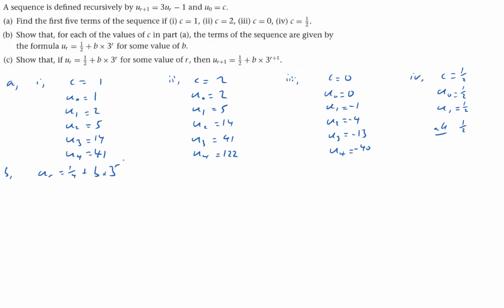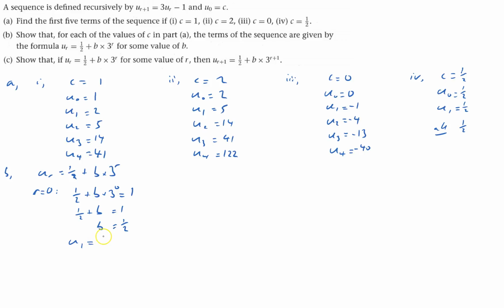Well, it tells us what when U0 is 1. So U0, so when R equals 0, that will say that here, that should be a half. A half plus B times 3 to the 0 is U0 is 1. So it says a half plus B equals 1, so B equals a half. Then I can just try it.